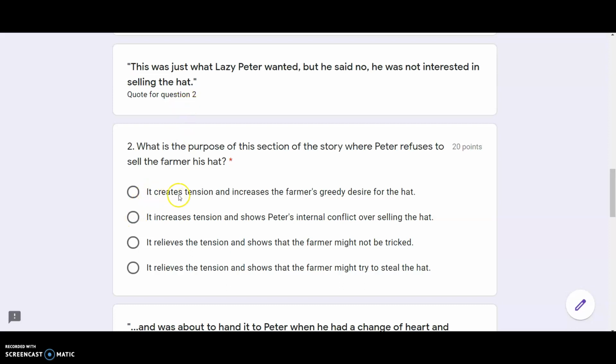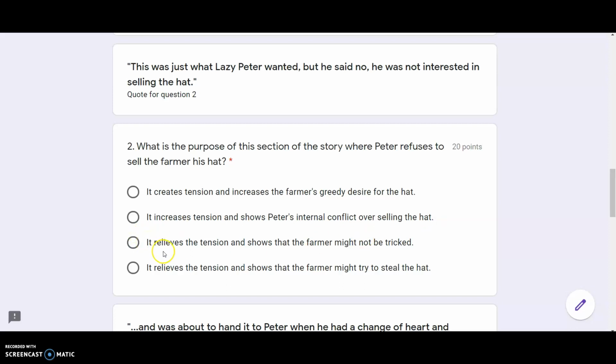A, it creates tension or maybe stress and increases the farmer's greedy desire for the hat. Remember, greedy is a term that means we want more and more of something. B, it increases tension or stress and shows Peter's internal conflict over selling the hat. Remember, an internal conflict is something that we struggle with. Peter already knew that he did want to sell the hat. He wasn't really struggling with it.